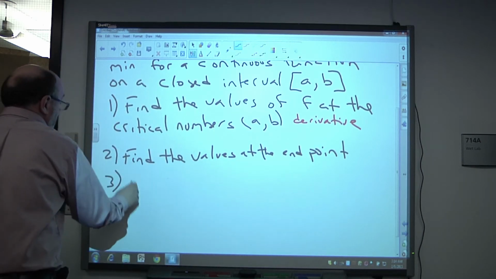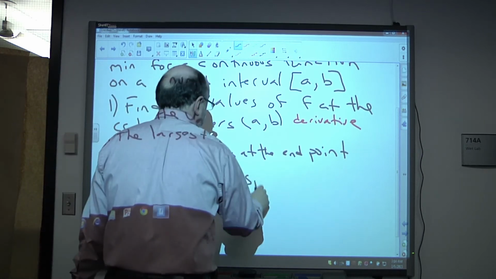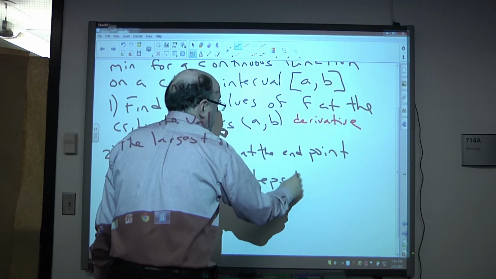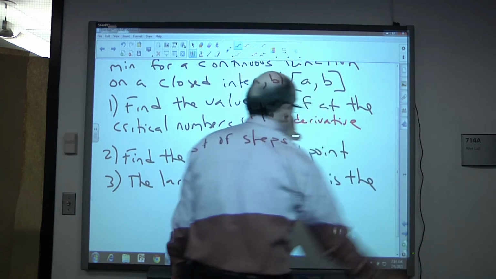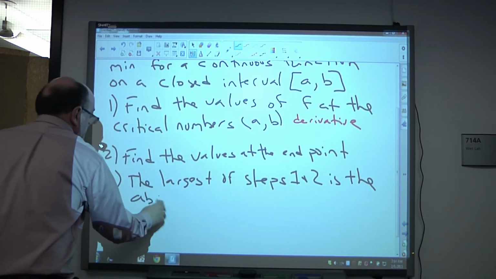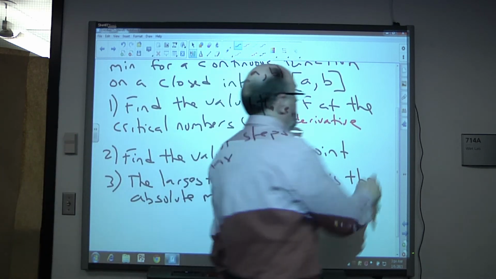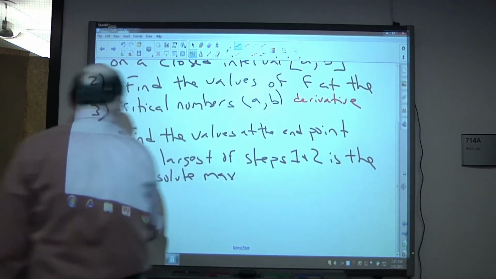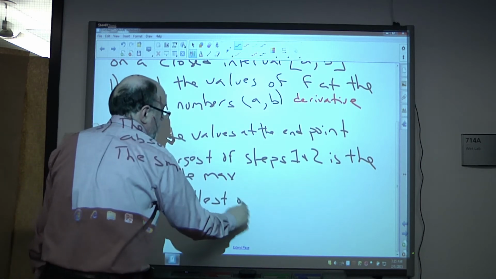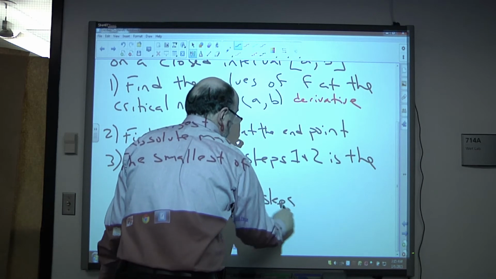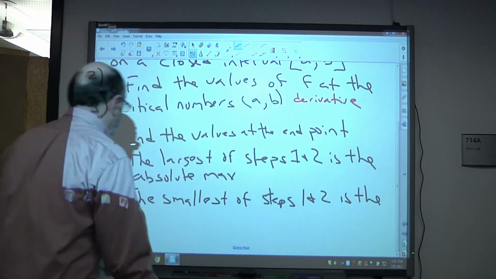And then step 3, the largest of steps 1 and 2 is the absolute max. And then the smallest of those 2 steps is the absolute min.